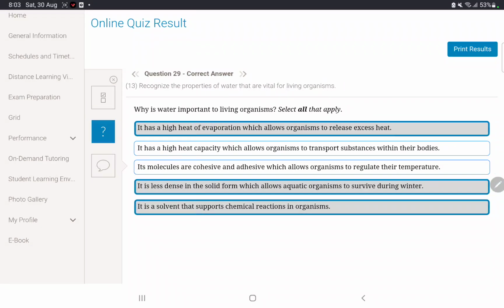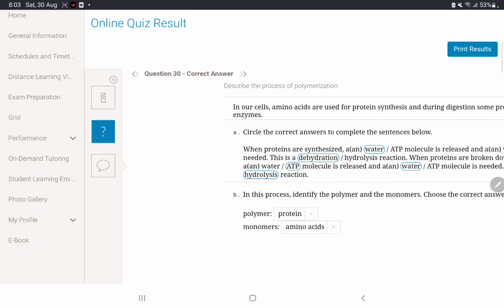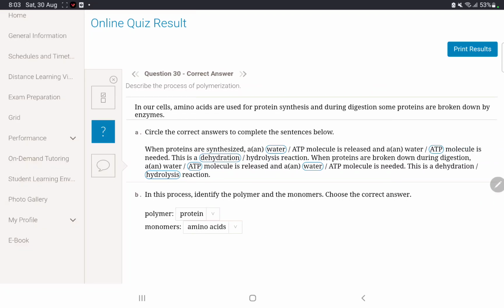Why is water important to living organisms? It has a high heat of evaporation, which allows organisms to release excess heat. Evaporation releases excess heat. High heat capacity doesn't allow your internal body temperature or the temperature of water to change rapidly. It is less dense, which allows organisms to survive longer. It acts as an insulator. It acts like a shield. It is a solvent that supports chemical reactions in organisms. We've done it 20 times, guys. Properties of water, I want a 100% success rate for the whole grade on it.